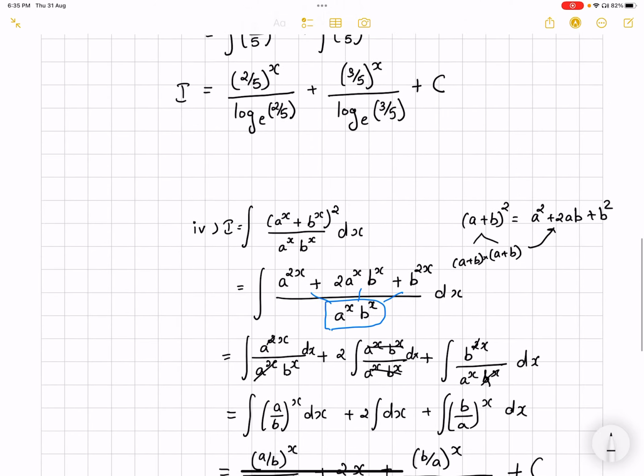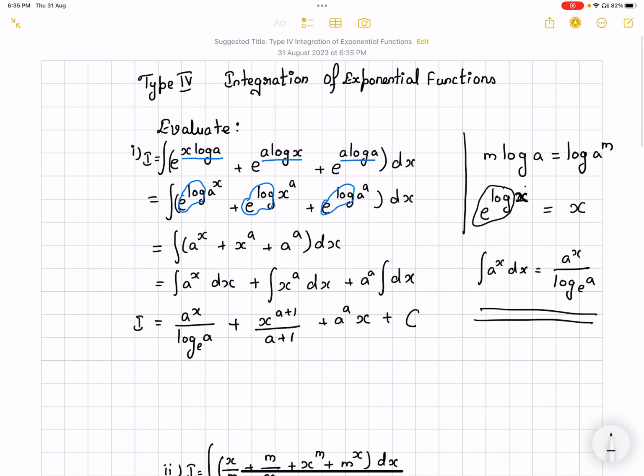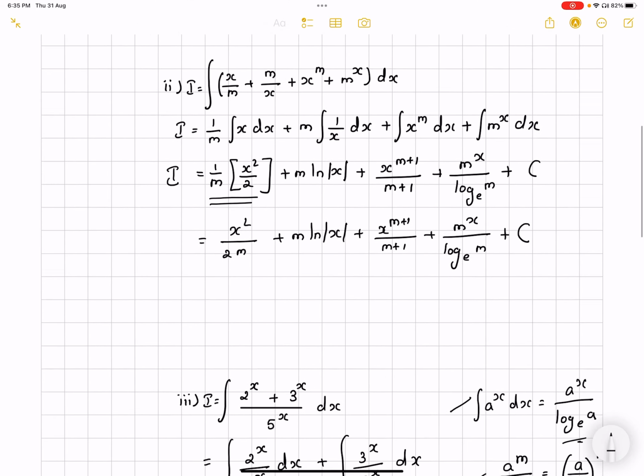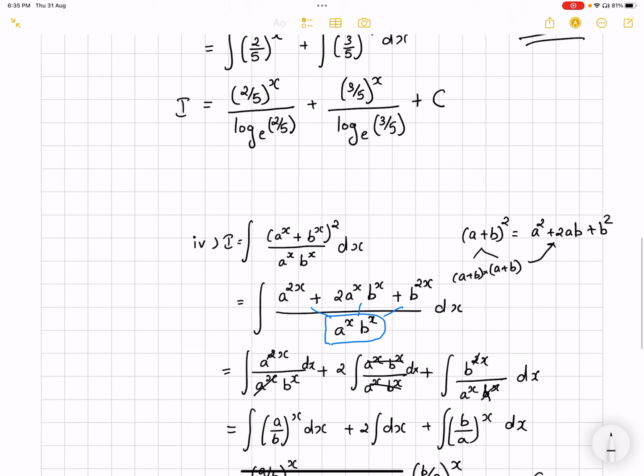So that's it. These were the exponential problems. Using exponential functions of integration, we have solved it. So I think you would have got a better idea about it. In the next video, we would be looking into type 5, which is a miscellaneous problem. Two or three problems of the miscellaneous kind, we would be solving there.